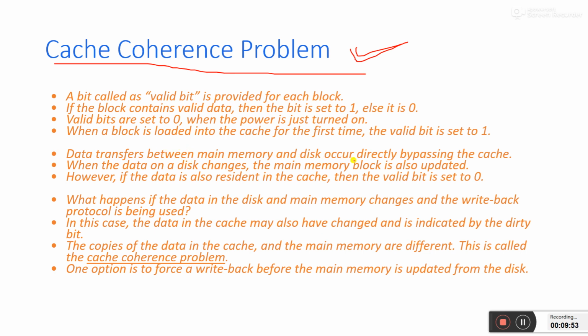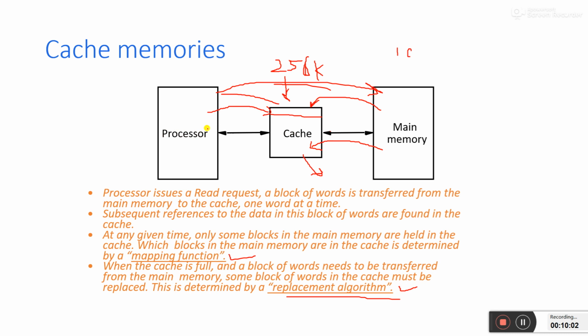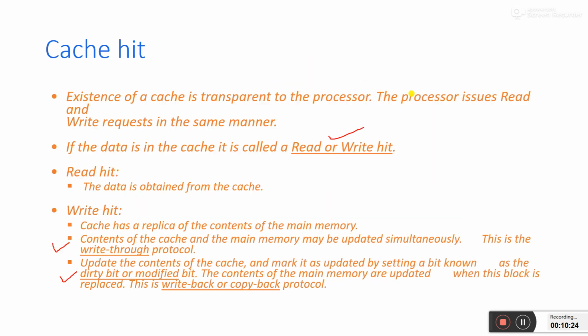So we do not need to involve the cache whenever there is a data transfer between the main memory and the disk. You know the hierarchy: firstly the processor is there, then the cache, then main memory, then the hard disk drive, HDD, is also there. So there is no need to involve the cache whenever data is transferred from the hard disk to the main memory. The point is this.